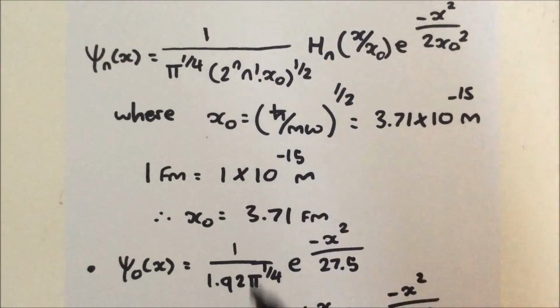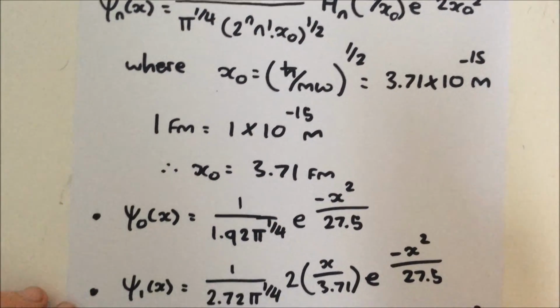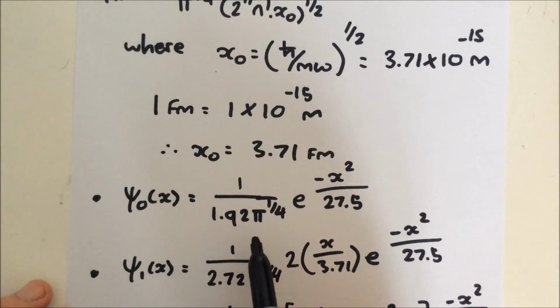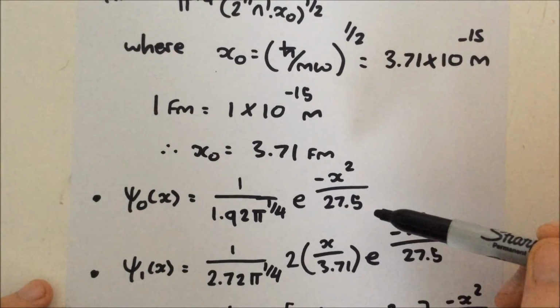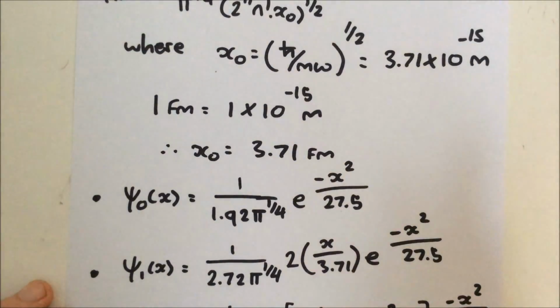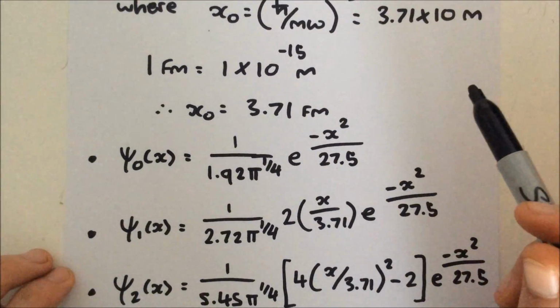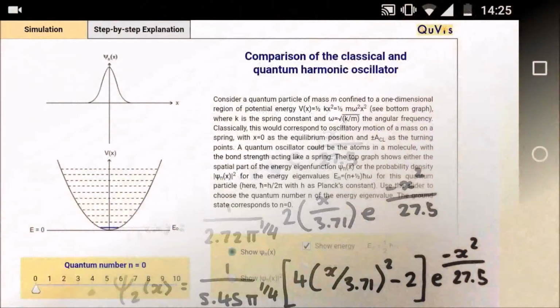Okay? So, here's psi naught x, where x is measured in femtometers. Psi naught x is equal to 1 over (1.92 pi) to the power of a quarter, times e to the power of negative x squared divided by 27.5. And here are a couple more wave functions. So there's an example of a proton undergoing harmonic oscillation.